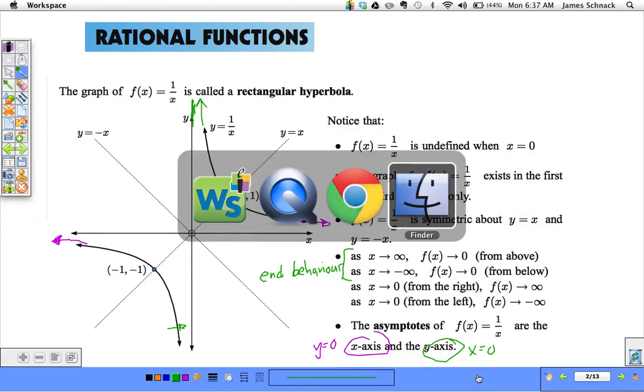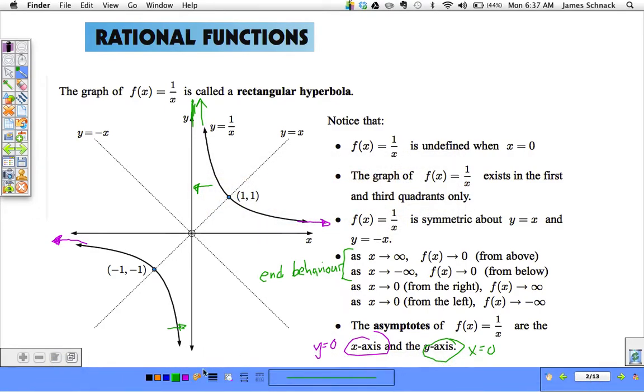Before I get going too far, I need to make sure I've got my calculator open, which I don't. So let's proceed a little bit further now.